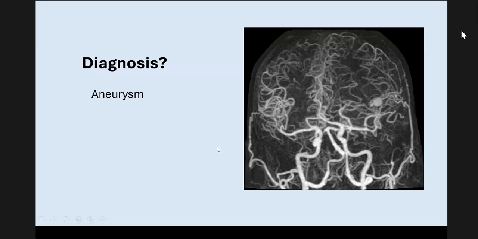If you say this is an aneurysm, you're absolutely correct. Okay. But is that it? Is that the final diagnosis? Is there anything atypical about this aneurysm? Yeah, somebody has mentioned this already. Very good. Yeah.